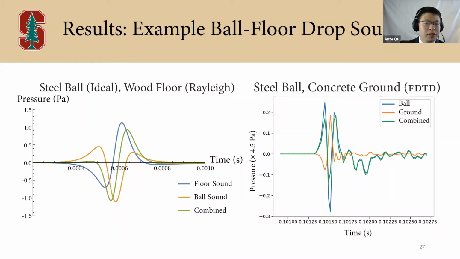On the right is a similar scenario with a steel ball and concrete ground, which we use the finite difference time domain wave solver and stepped at 44 kilohertz. The extra echoes after the main sound mainly come from the waves reflecting between the ball and the ground, which is something we don't capture in the ideal model. I will show a few audio results.